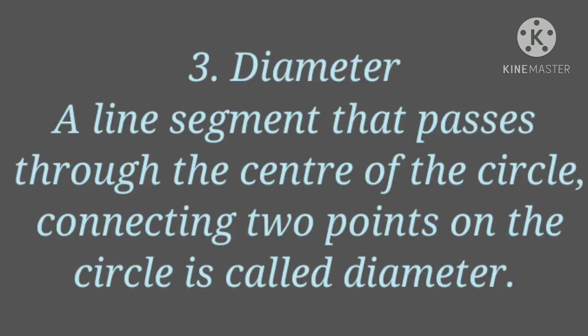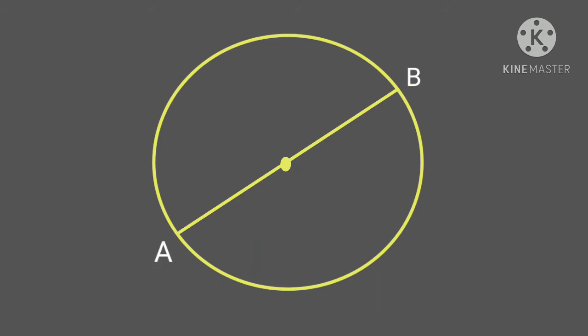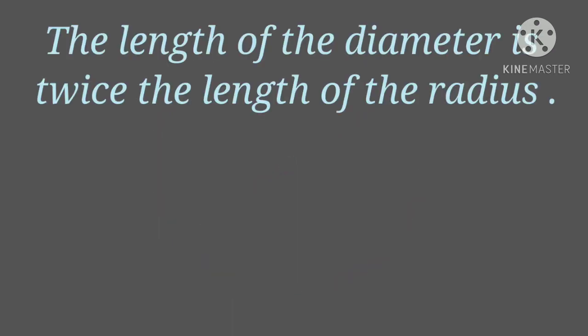Number 3, diameter. A line segment that passes through the center of the circle connecting two points on the circle is called diameter. See here, AB is the diameter of this circle. Since line AB passes through the center of the circle connecting two points on the circle. So from this we can say that the length of the diameter is twice the length of the radius.